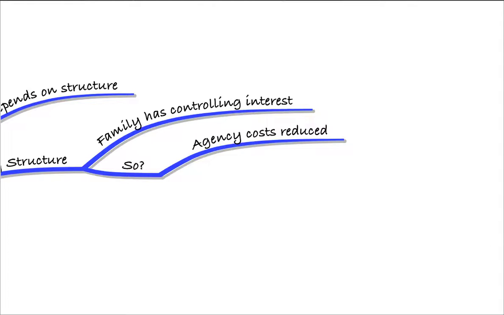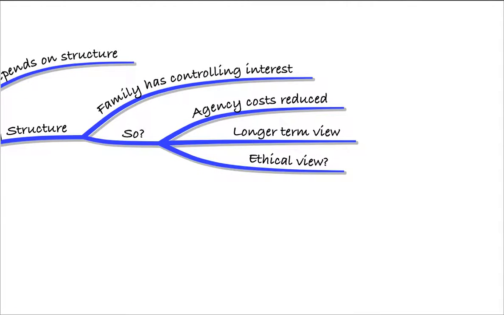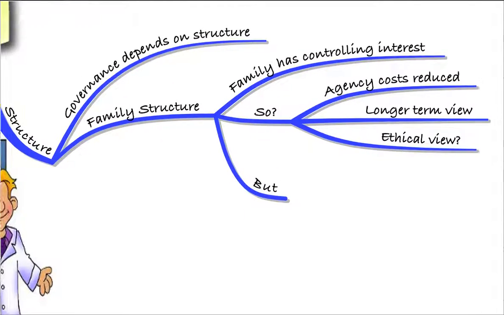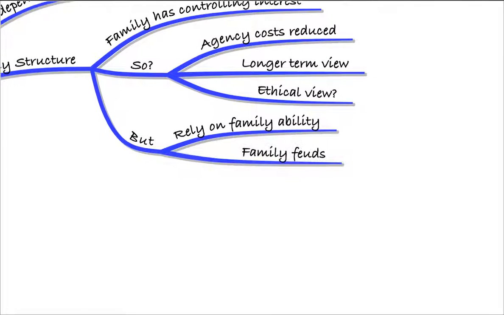Well, the agency costs will be reduced because the family will be working within the business. It also enables the business to take a longer term view because they can accept decisions that don't act in the short term. And they may well take a more ethical view because that family is involved. However, that business will rely on the family having the ability to run it, and it may well lead to family feuds, which is not good for the business.